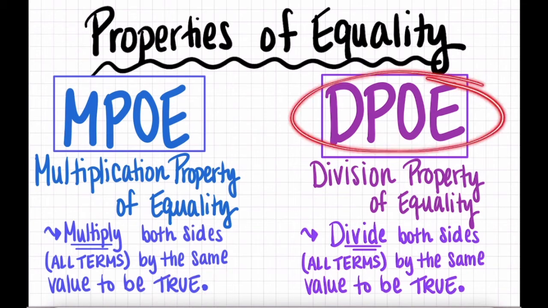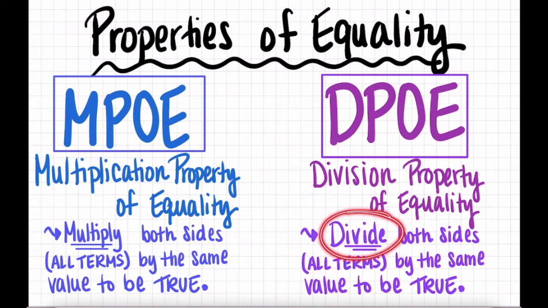The division property of equality, or DPOE, states the same thing, except that we are dividing both sides, all terms on both sides, by the same value for that equation to be true. So let's get into today's equations.